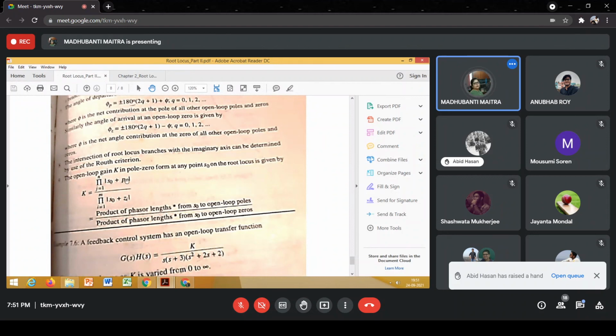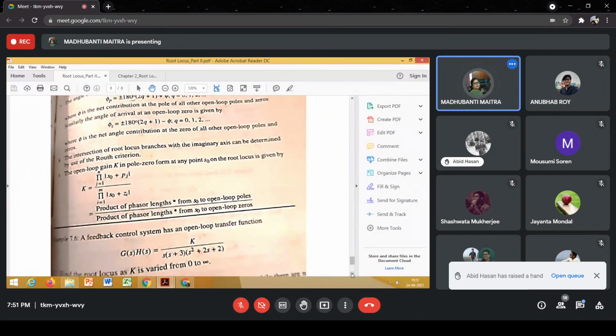Already we have seen this magnitude criterion. From the magnitude criterion, we can find out the value of gain k at a particular point on the root locus. So if the point of concern on the root locus is S0, then the value of gain k can be obtained using the magnitude criterion, and the value of gain k will be the product of phasor lengths from S0 to all open loop poles divided by the product of phasor lengths from S0 to all open loop zeros. Clear?